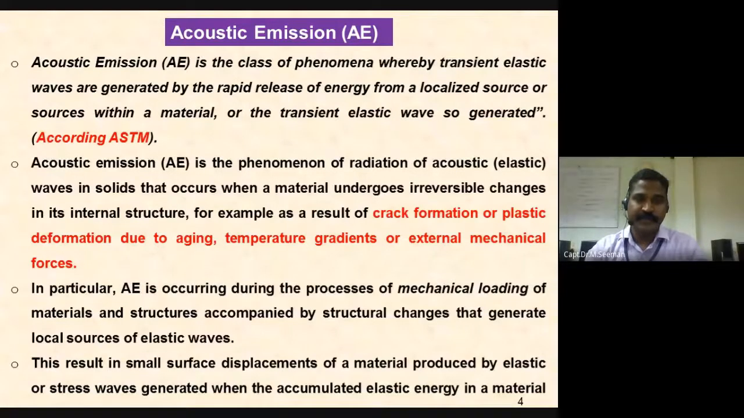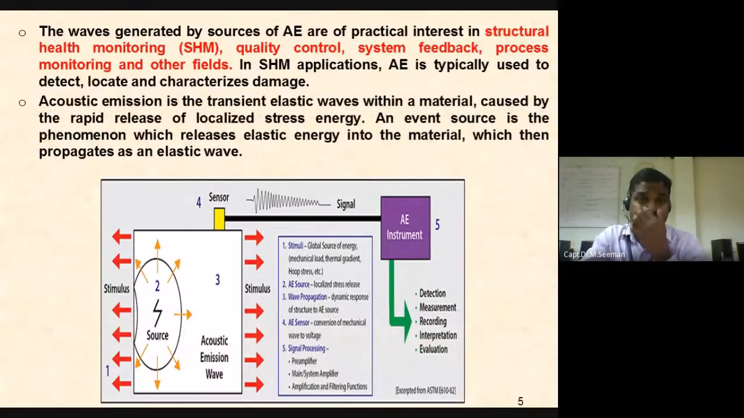In particular, AE occurs during the process of mechanical loading of materials and structures, accompanied by structural changes that generate local sources of elastic waves. This results in a small surface displacement on a material, produced by elastic or stress waves generated when accumulated elastic energy in a material or on its surface is released rapidly. The waves generated by sources of AE are of practical interest in structural health monitoring, quality control, system feedback, process monitoring, and other fields.